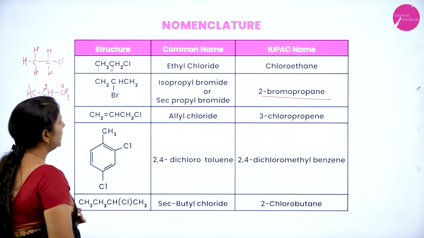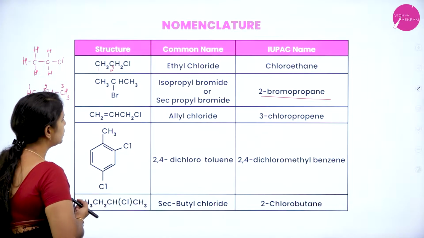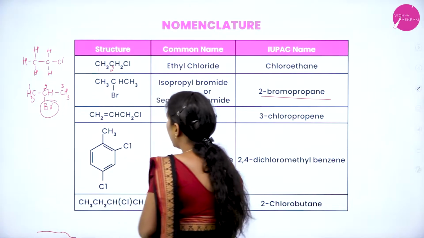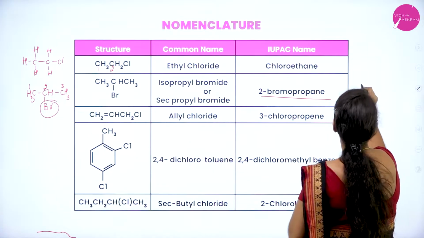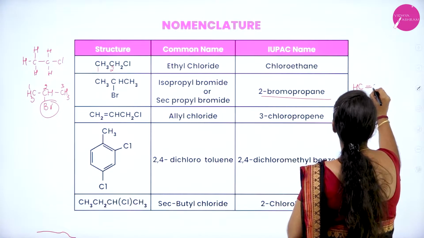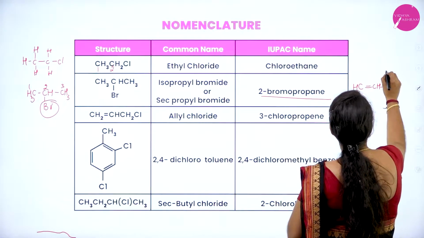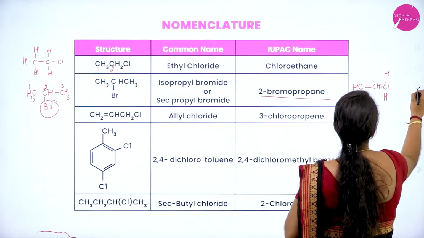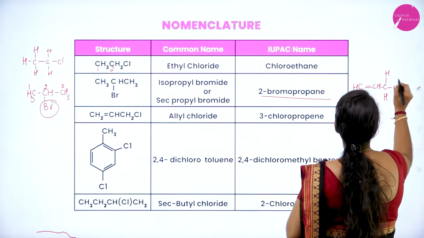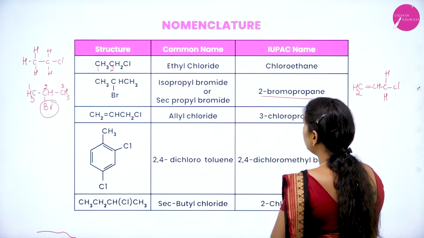Coming to the third example, CH2=CH-CH2Cl. The common name is allyl chloride. Coming to the IUPAC nomenclature, this is CH2=CH-CH2Cl.